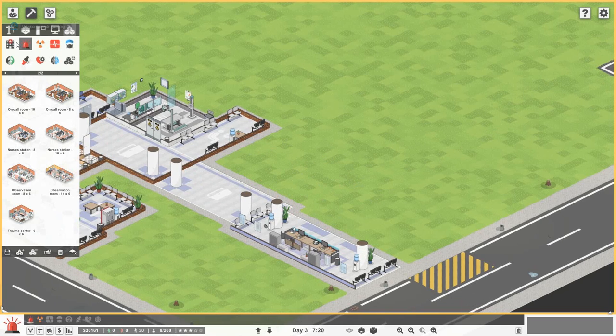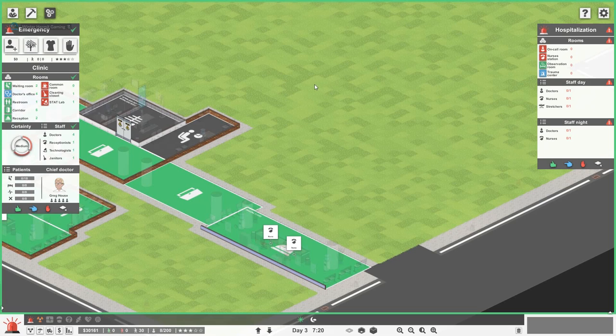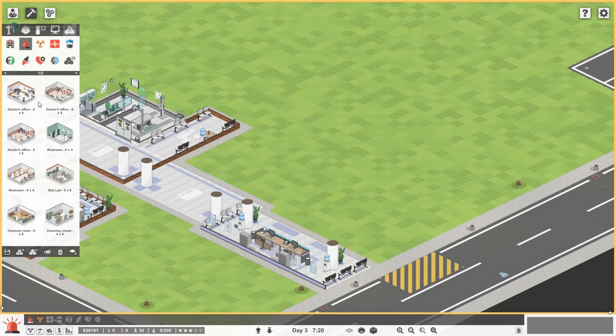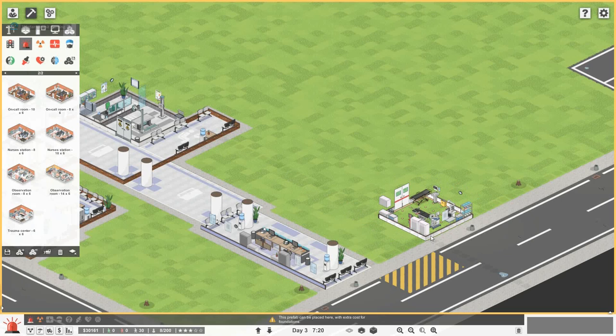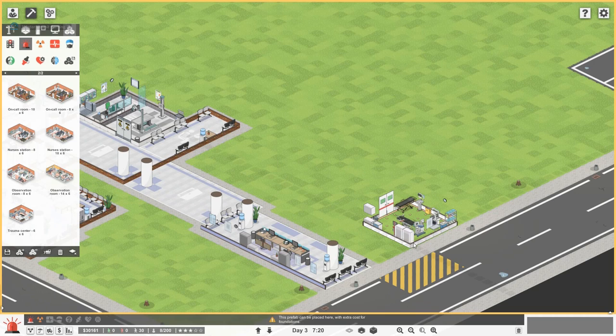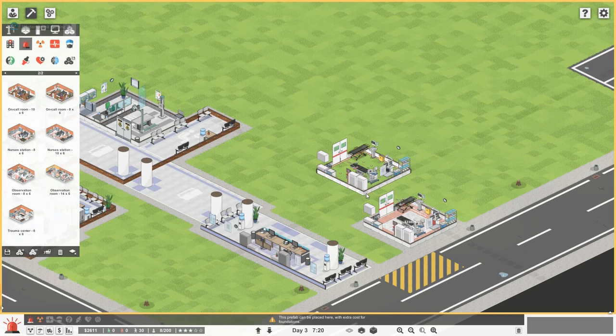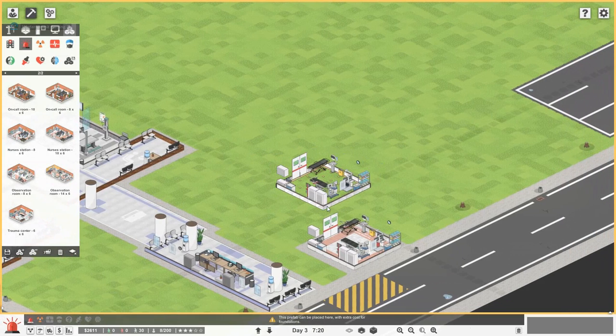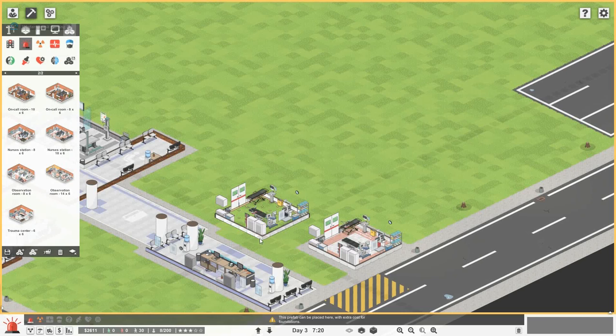Okay, so let's start over on the other side. We gotta have trauma rooms, trauma center. Is that part of the requirements? Yes, we gotta have a trauma center. So how much is my trauma center here? Oh my lord, 23,000. So there we go, the trauma center.